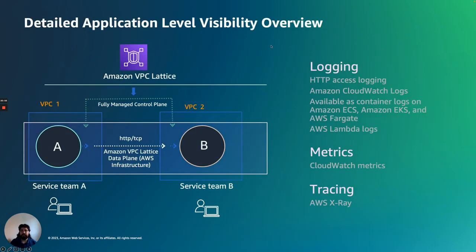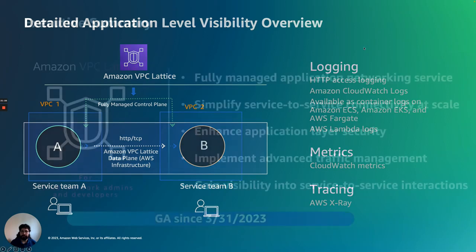With VPC Lattice, you get visibility into your workloads as it provides logging, so you get visibility into your HTTP access logs. It integrates out of the box with Amazon CloudWatch logs. It is available as container logs on Amazon ECS, EKS, and Fargate, as well as integrates with AWS Lambda logs. It integrates with the CloudWatch metrics and with AWS X-Ray for tracing.